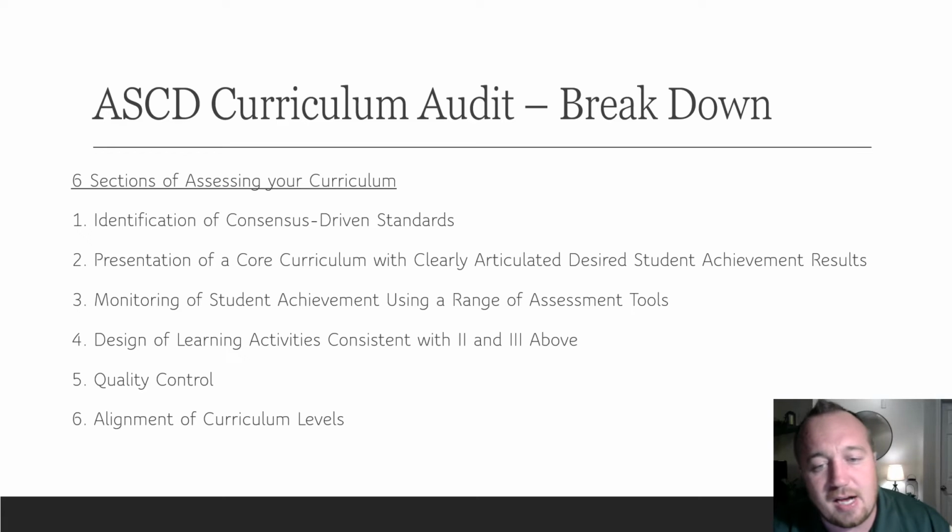There are 6 different subsections, just like the culture audit. In the ASCD, there are 6 sections to assess your curriculum. One, identification of consensus-driven standards. I'm not going to read these all to you, but there are going to be 6 different levels that will be assessing each of these for the curriculum audit.